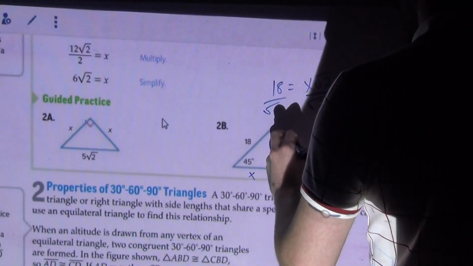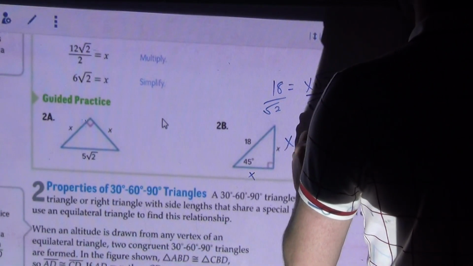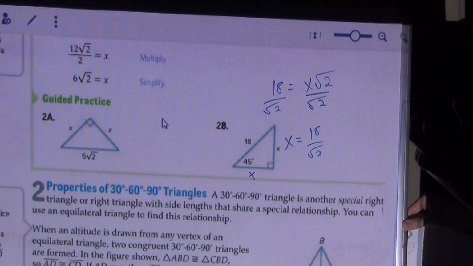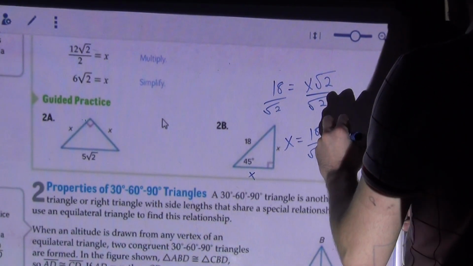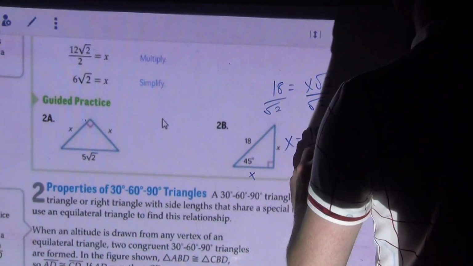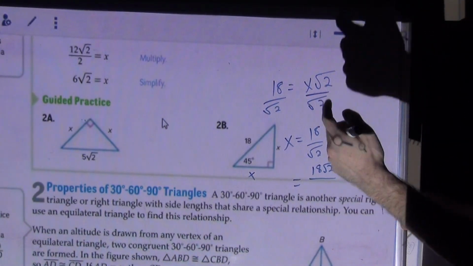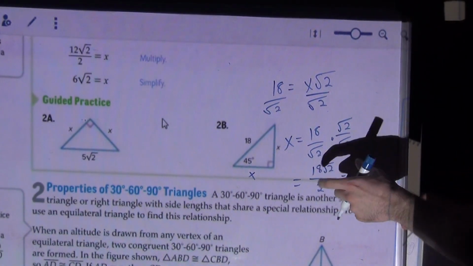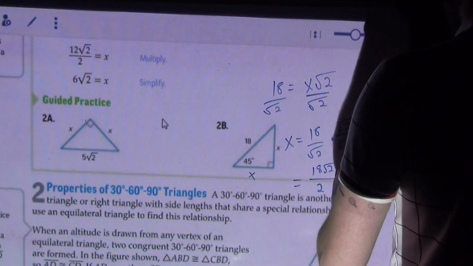So I'm going to just rewrite this. I get x equals 18 over the square root of 2. Well, we just learned in the problem above that we cannot have the square root of 2 down there. We have to rationalize. Again, how we rationalize is we multiply by root 2 over root 2. So I get 18 square root of 2, just keep that like that, over root 2 times root 2. Again, any square root times itself is just the number in there, 2. Now since this is multiplication, I can actually divide the 18 by 2. So I get 9 square root of 2.